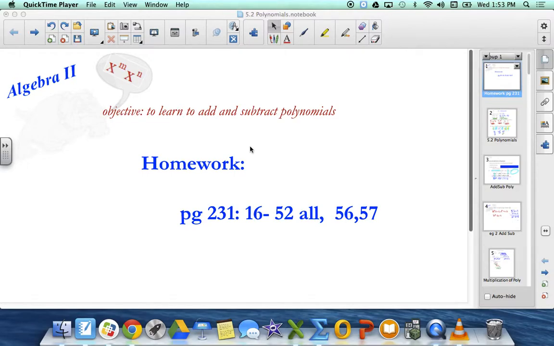Alright, today we're going to be talking about polynomials. The homework exercises on page 231, 16 through 52 all, and 56 and 57.